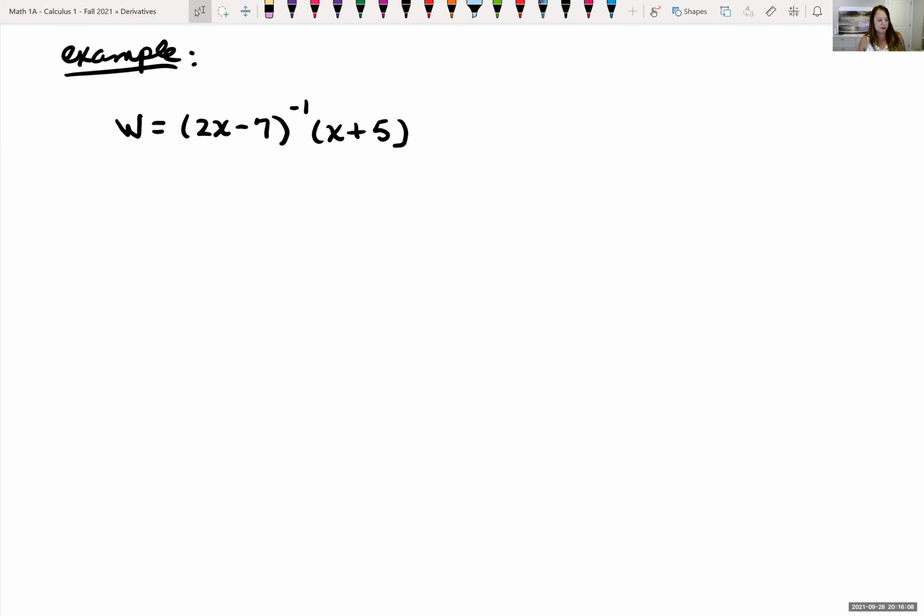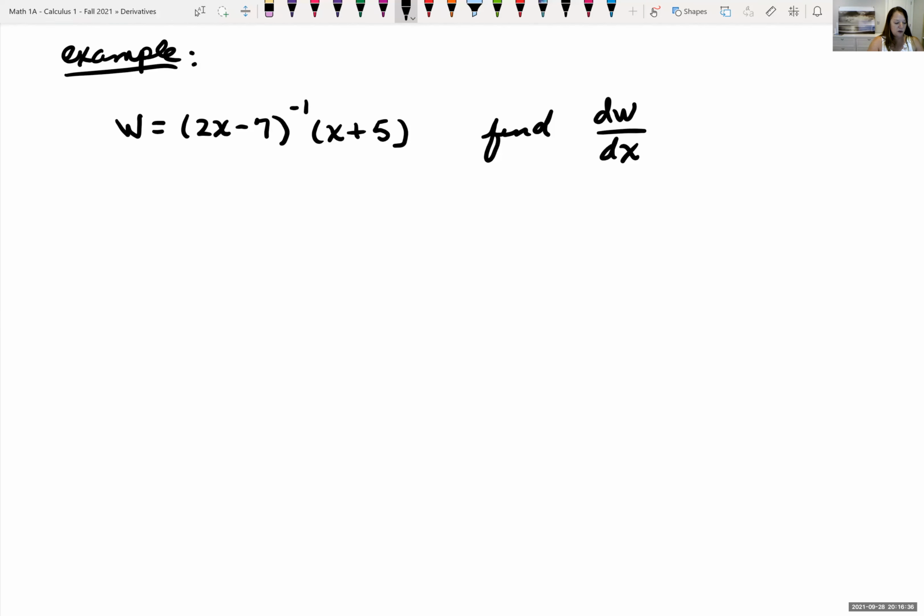Okay, so our next example, we have w as our function, and w is in terms of x, and w is equal to quantity 2x minus 7, that quantity raised to the -1 power, and that's all multiplied times the quantity x plus 5. And we want to find the derivative. So another way to write this is the derivative of w with respect to x is dw dx.